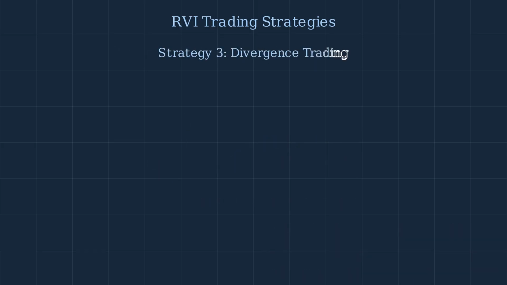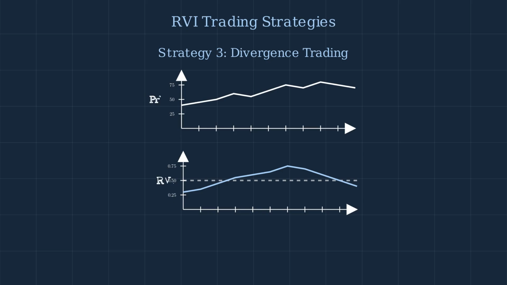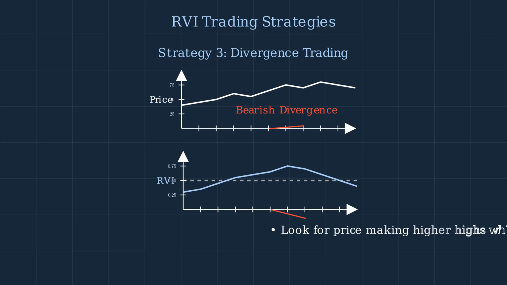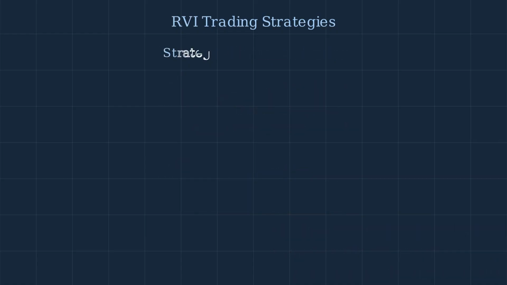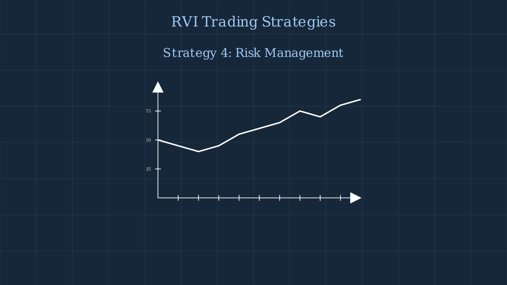Divergence trading is another powerful RVI strategy. This occurs when price and the RVI indicator move in opposite directions. Bearish divergence forms when price makes higher highs, but the RVI makes lower highs. This suggests weakening momentum despite rising prices. Similarly, bullish divergence occurs when price makes lower lows while the RVI forms higher lows, indicating potential upward reversals. Divergence signals are especially powerful when they occur at key support or resistance levels, where price is more likely to reverse.